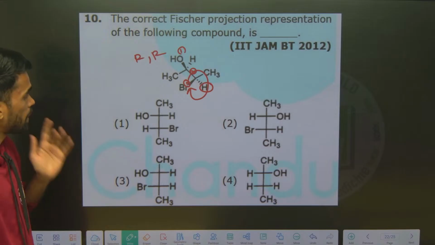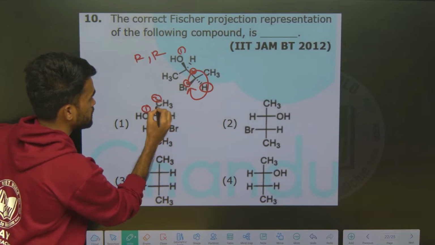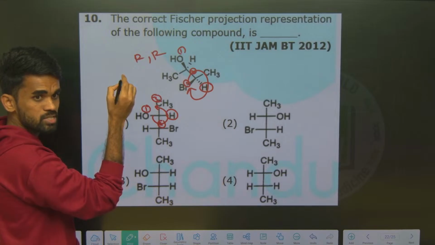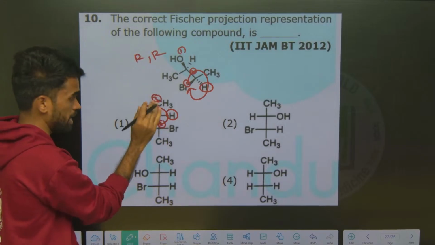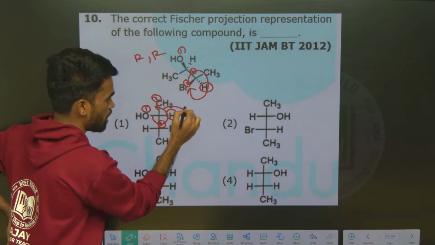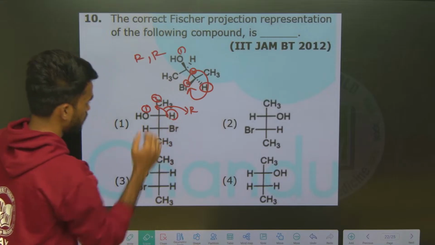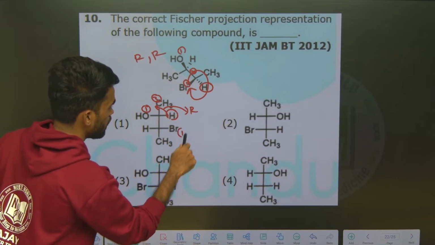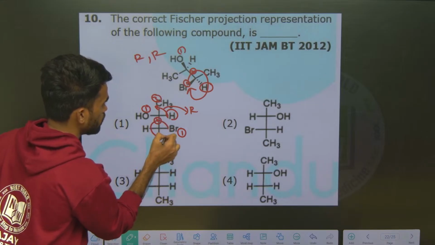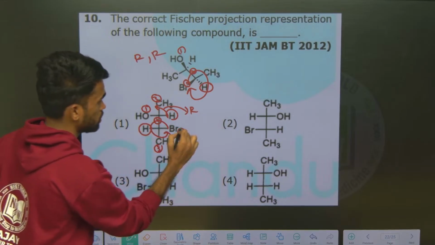Identify it. See here, OH 1, this is 2, 3. So what is this direction? Anti-clockwise, and least priority is on the horizontal line. Configuration becomes opposite. Anti-clockwise is normally S, but with least priority horizontal it becomes R. Next, at this chiral center you tell me. Br is first priority, and then this is 2, 3. So where to where? Anti-clockwise, but least priority H, so it becomes R. So both of them are RR.